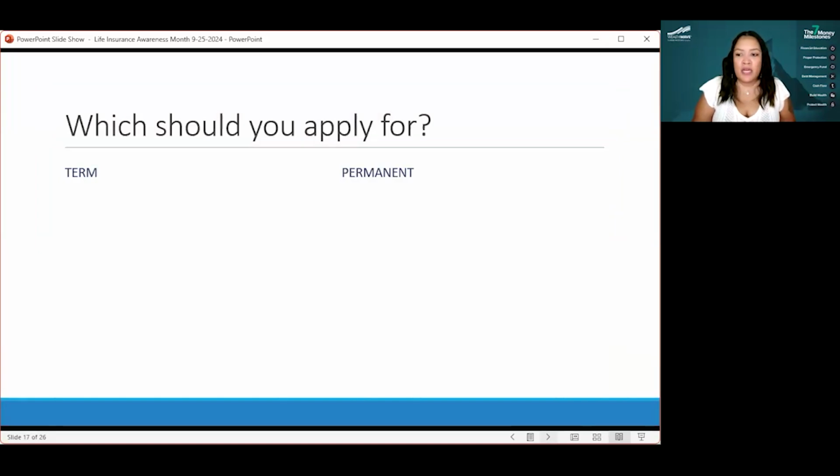So which should you apply for? Term insurance, permanent. I educated you on the different types and as far as what's available. Look, I want to just start by saying this. First of all, no one type is better than the other. Everyone's situation is different and everyone's budget, more importantly, will determine which one you should get.